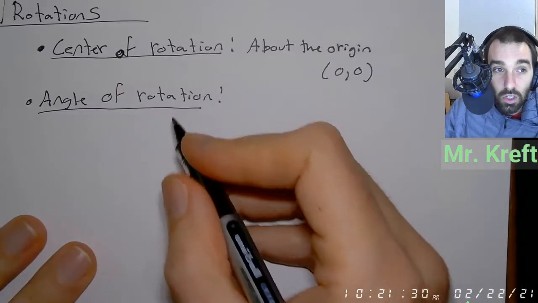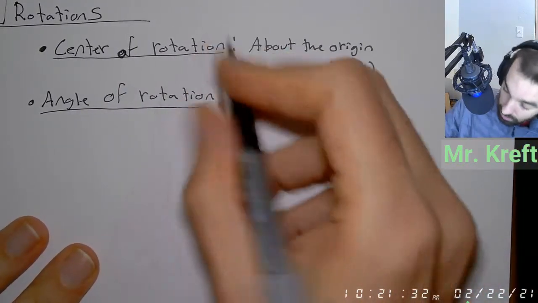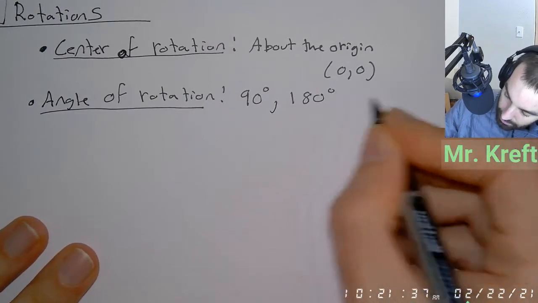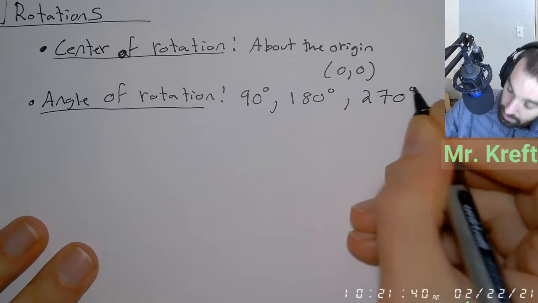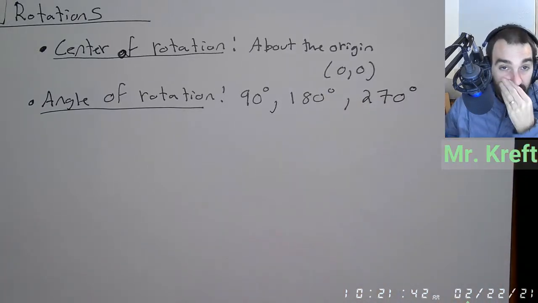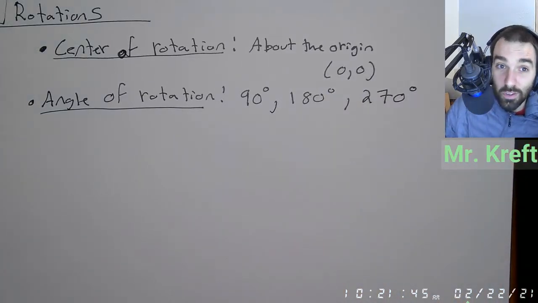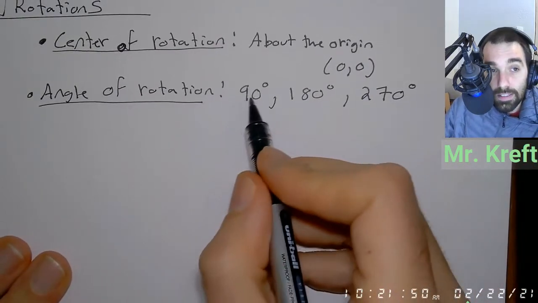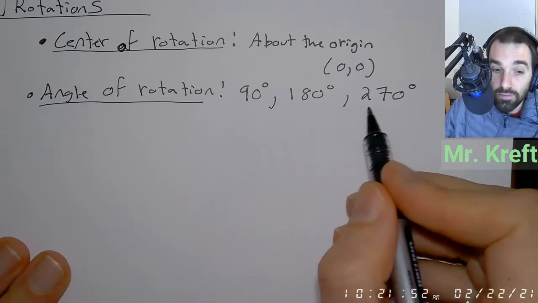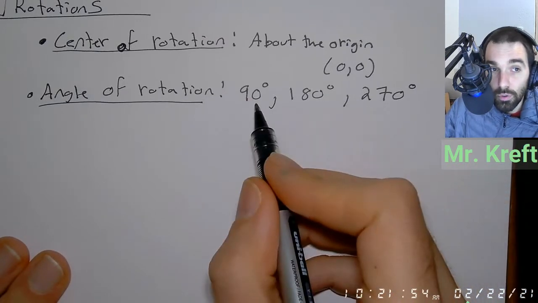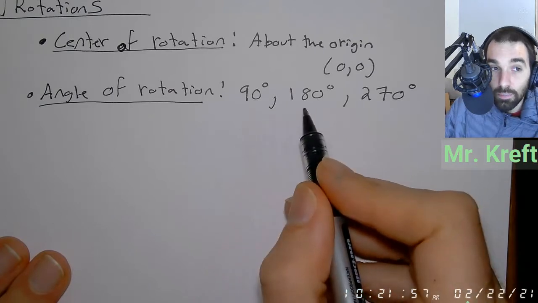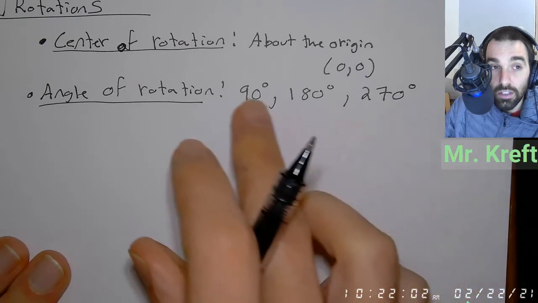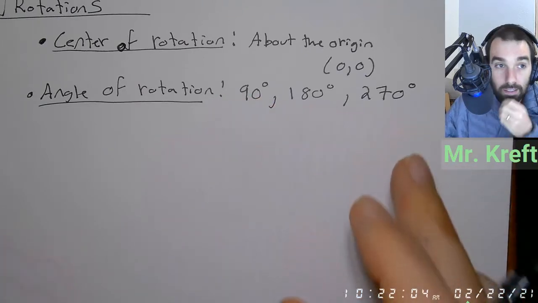Now, for us to make things easy, we're only going to do 3 types of rotations. We're going to do 90 degrees, 180 degrees, and 270 degrees. We're not going to do 360 because that's you just facing the same direction that you were originally. One thing you should note, though, 90, 180, and 270 are all multiples of 90. So 90, there's one of them. 90 plus 90 is 180, and 180 plus 90 is 270. So these are all rotations of 90.